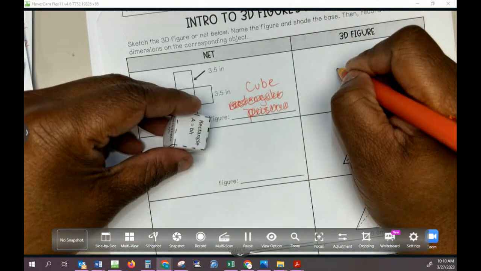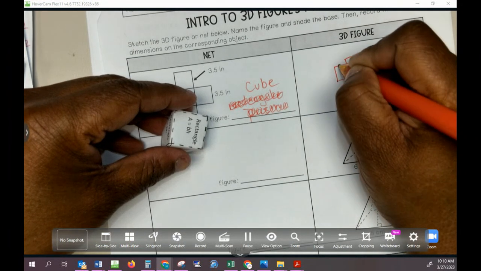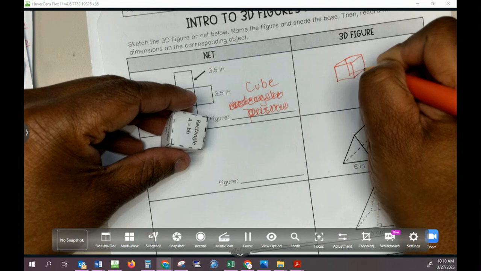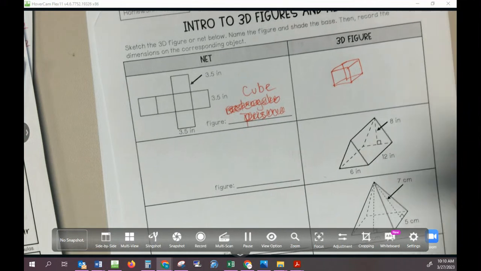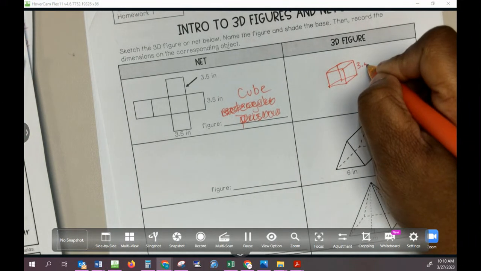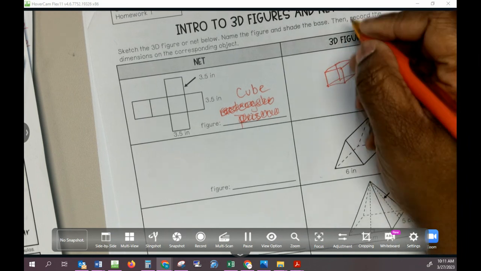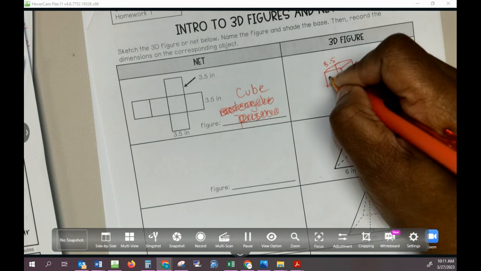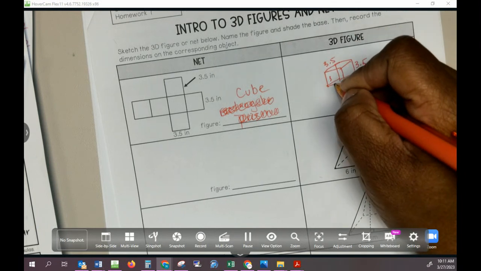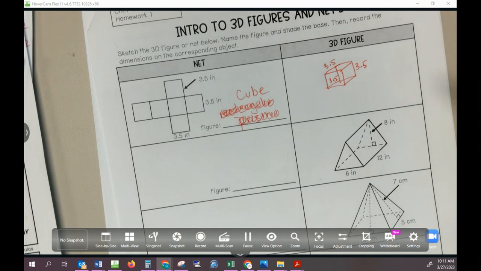And so, that's as good as that's going to get. And then we're going to write it's 3.5. They said the top was 3.5, so 3.5, 3.5, and then 3.5. I just drew two squares and then connected them. Yep. Just do your best.